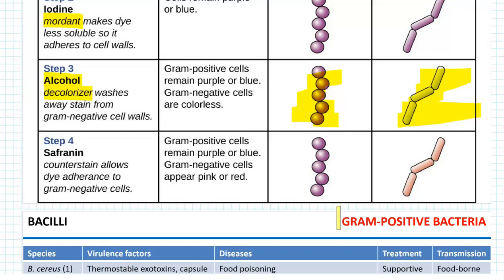You need to color them by using a counter stain known as safranin. Safranin stains cells pink. Your gram-positives are purple, so the addition of the pink stain doesn't change their appearance. They're too dark for that. But your gram-negatives that used to be colorless are now stained pink.